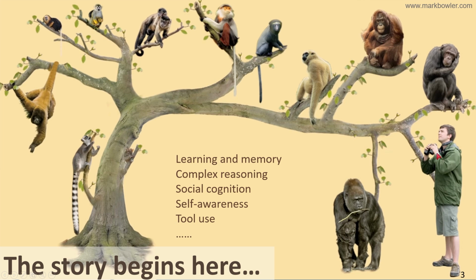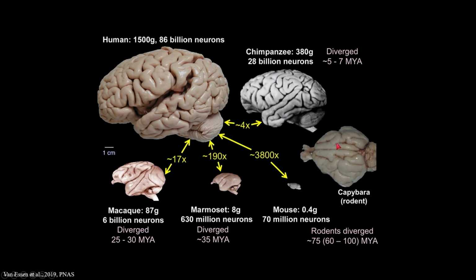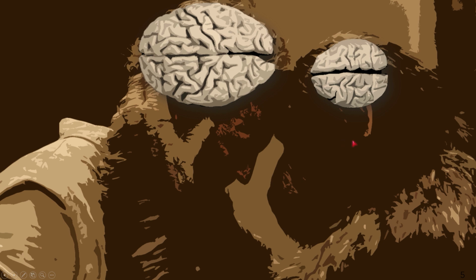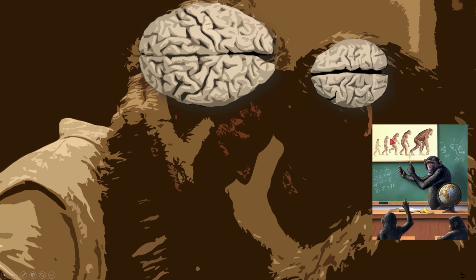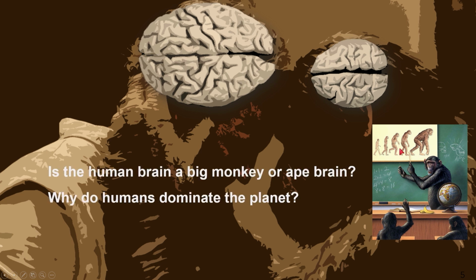And this makes us concentrate on one of our close living primate relatives, that is, chimpanzees. We all know the human has a brain 3 to 4 times larger than the chimpanzees and much more than the small monkeys. But is a human brain just a big monkey brain or ape brain? And why did chimpanzees not dominate the planet, but to some extent we humans did?